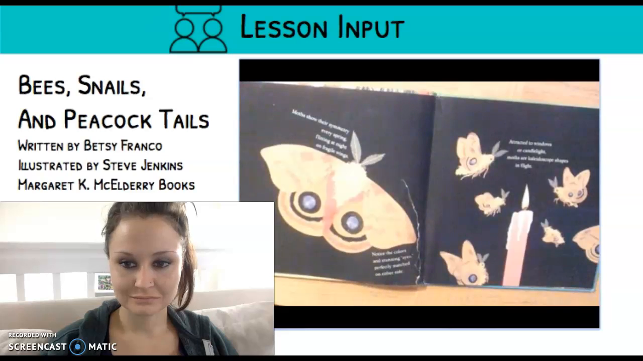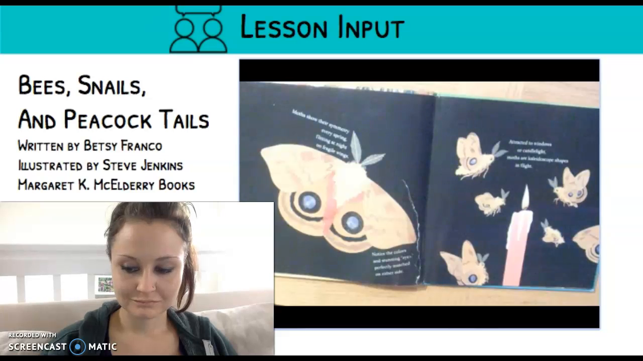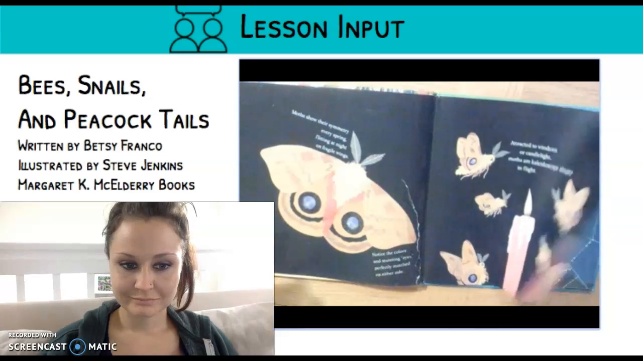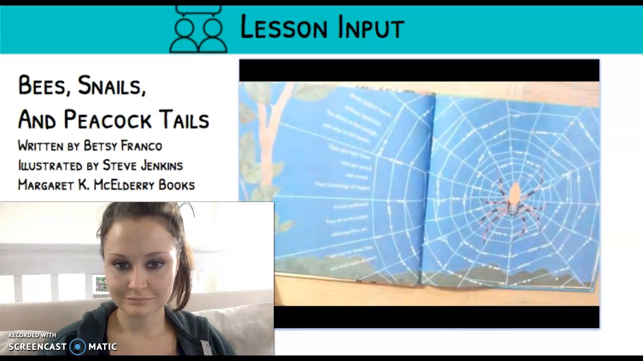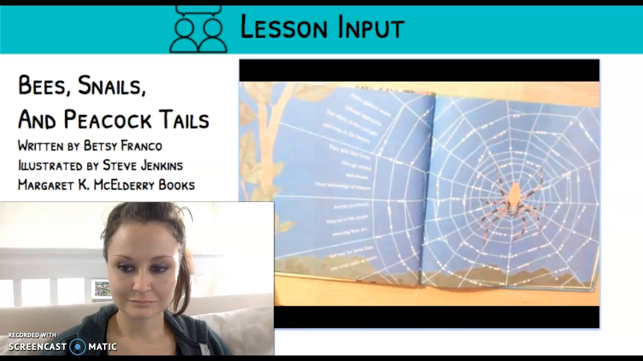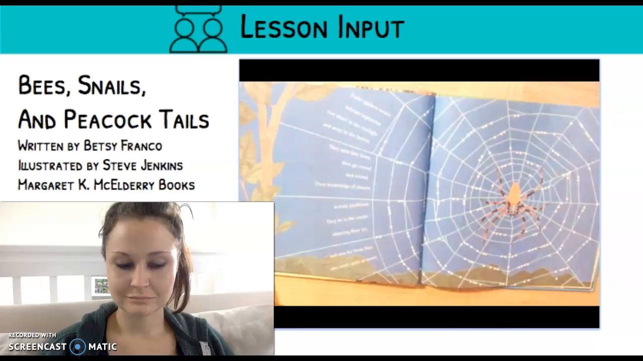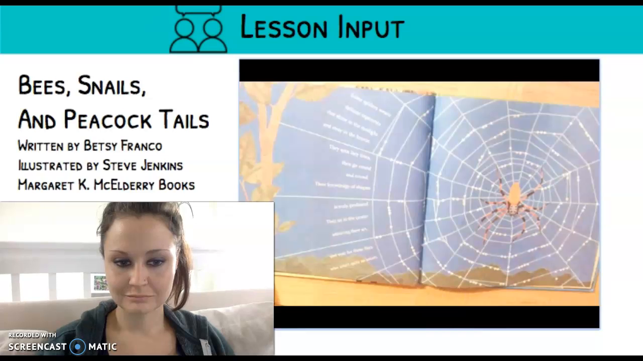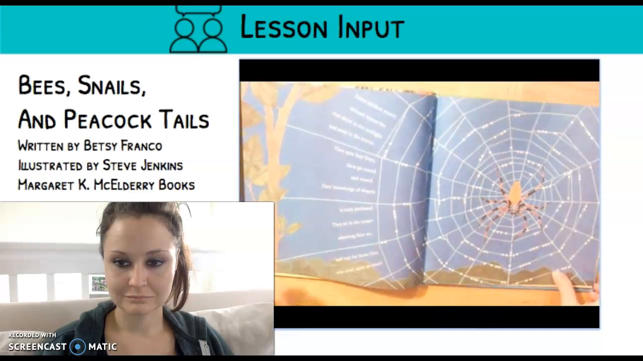Moths show their symmetry every spring, flitting at night on fragile wings. Notice the colors and stunning eyes, perfectly matched on either side. Attracted to windows or candlelight, moths are kaleidoscope shapes in flight. Some spiders weave delicate tapestries that shine in the sunlight and sway in the breeze. They spin lacy lines, then go round and round. Their knowledge of shapes is truly profound. They sit in the center, admiring their art, and wait for those flies who aren't quite as smart.